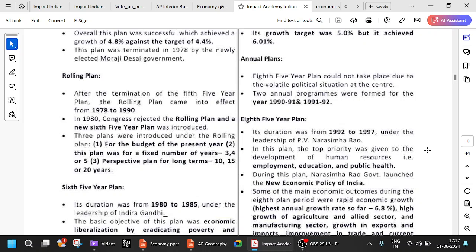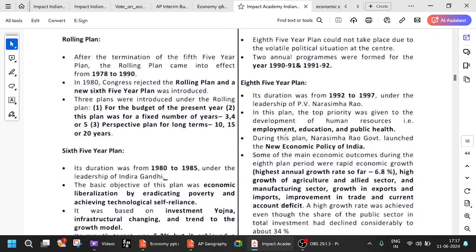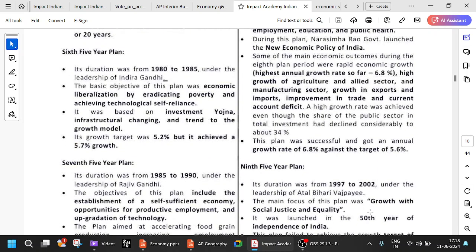Then we have the 1992-1997 eighth five-year plan under Dr. PV Narasimha Rao. Top priority was given to employment, education, public health, and a new economic policy of India was launched. Then we have seen a highest annual growth rate of 6.8. Till now we were seeing 5 point something, right? So for the first time we have seen a very high growth rate because our economy has been liberalized. We have opened it to outside players also, because obviously the corporates will come in, more money will come in, more profits, etc. So improvement in trade and current account deficit, high growth rate was achieved. All this we have seen. So 6.8 against 5.6. So it has done very well.